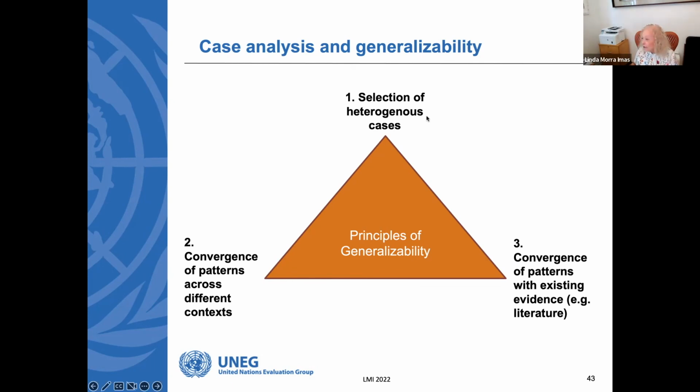The more you have selected heterogeneous cases, the more you have a convergence of patterns across different contexts, the more you have a convergence of patterns with existing literature, existing evidence. For example, we know a whole lot about parent involvement in schools as strengthening children's learning. The more you converge with those already established patterns, the more you can feel comfortable generalizing from case studies.